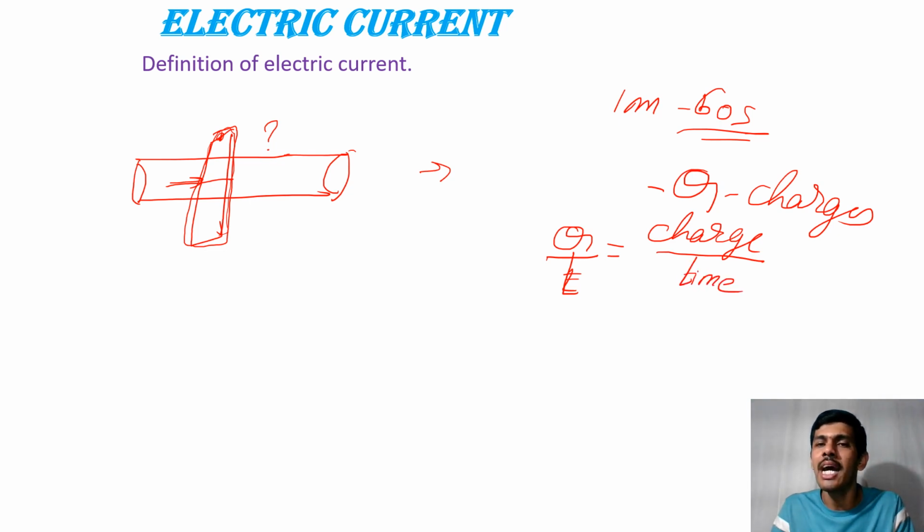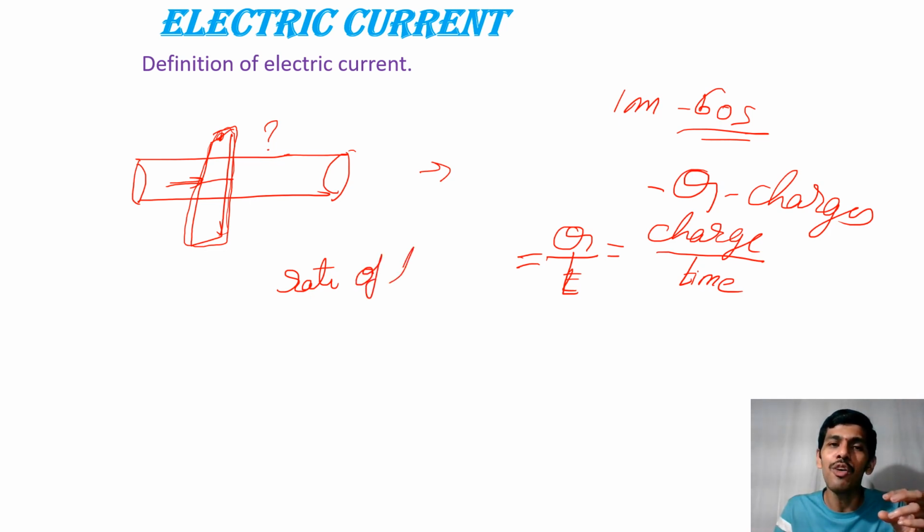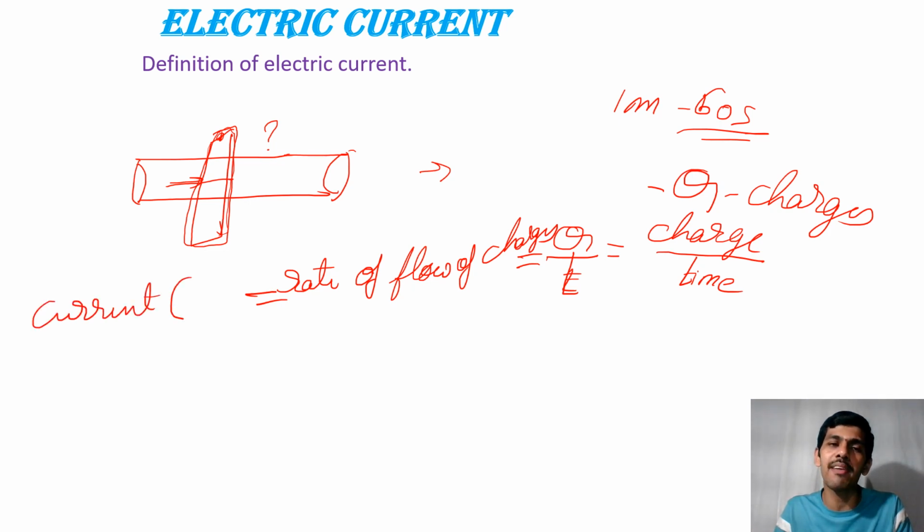If he takes the ratio of the charge to the time, that itself will tell us at what rate the charges are flowing, that is, the rate of flow of charges. That rate of flow of charges itself is called the current, which is represented by the capital letter I, remember. So, rate of flow of charges.